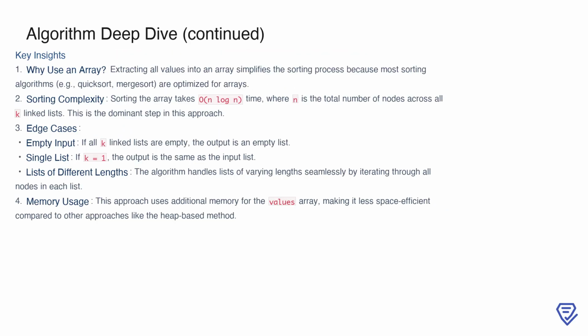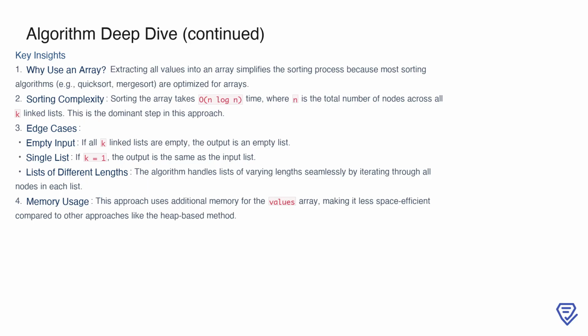This approach offers several key insights. First, using an array to store all node values simplifies the sorting process. Most efficient sorting algorithms, such as quicksort or mergesort, are designed to operate on arrays, making this step straightforward. However, the sorting itself is the most computationally expensive part of the algorithm, with a time complexity of O(n log n), where n is the total number of nodes across all K linked lists.